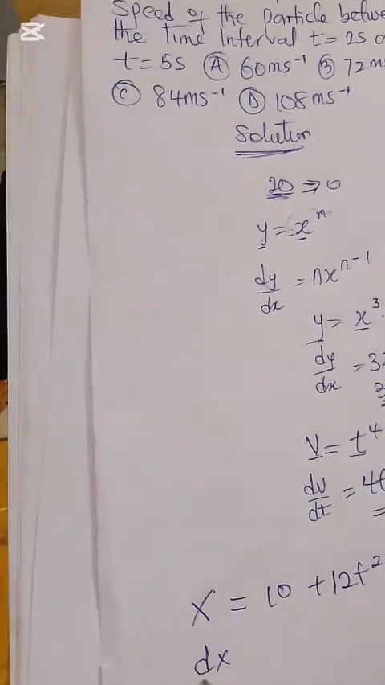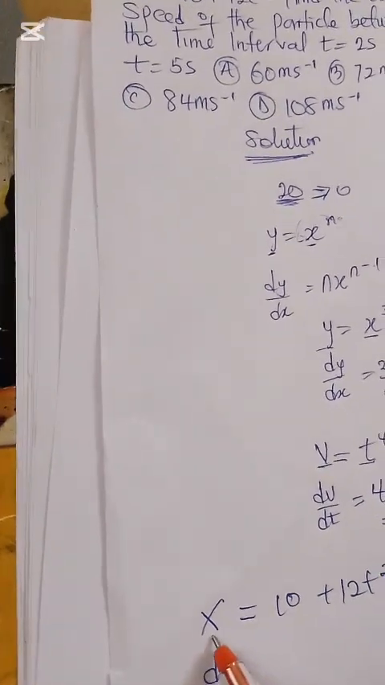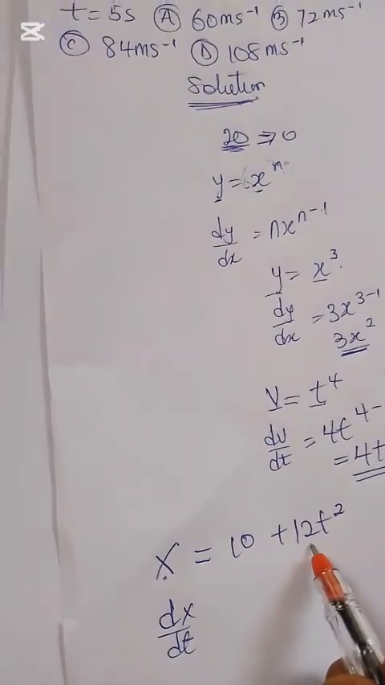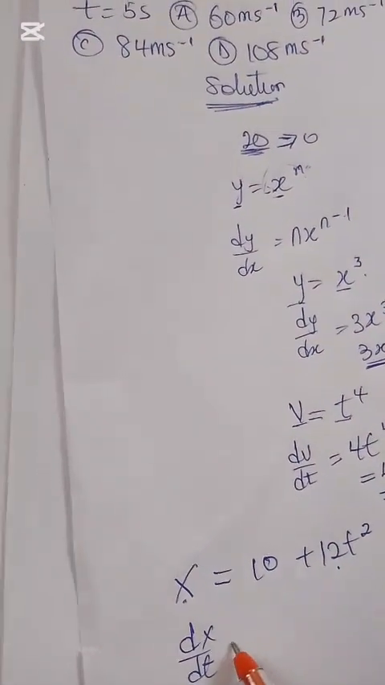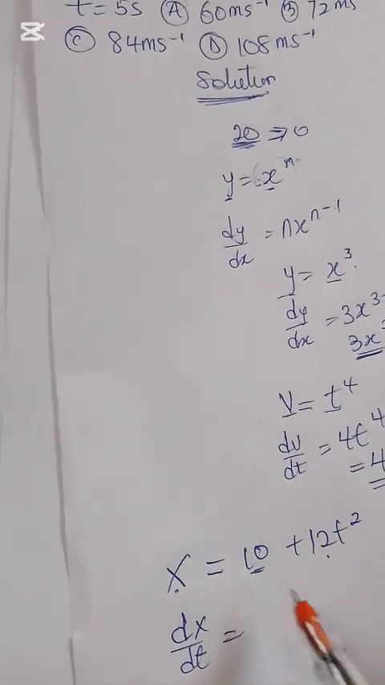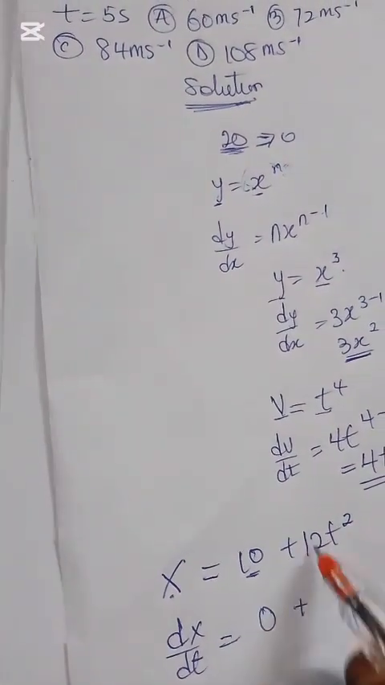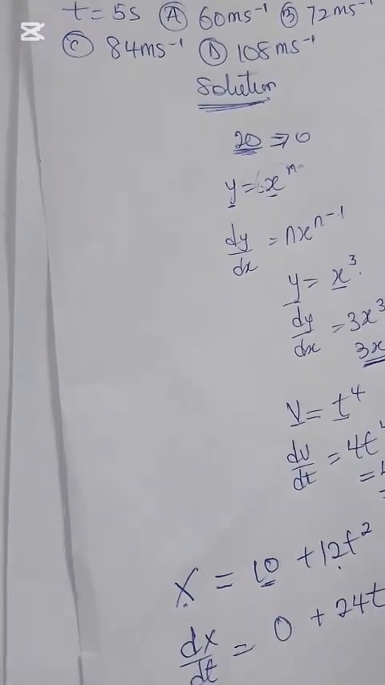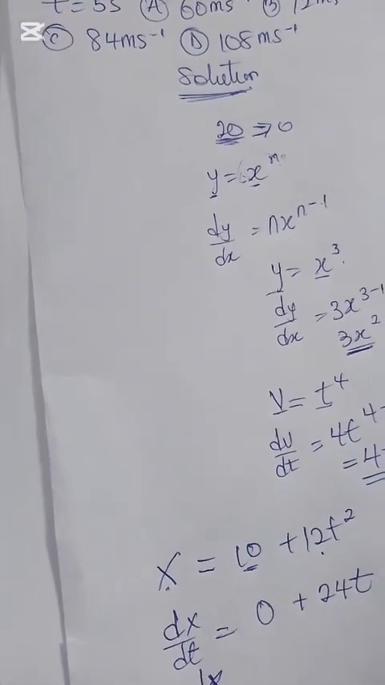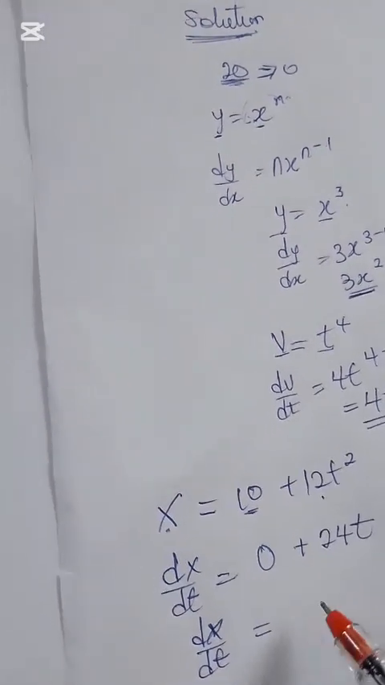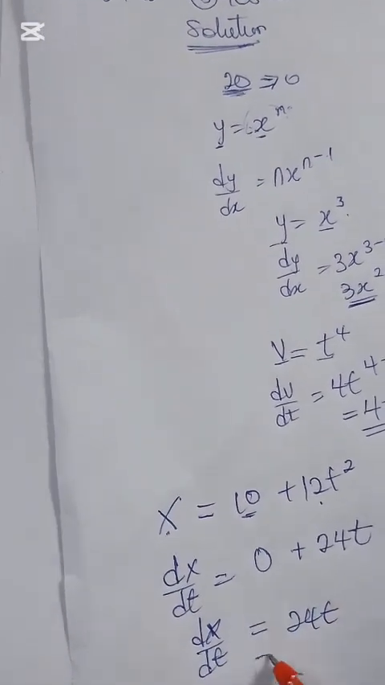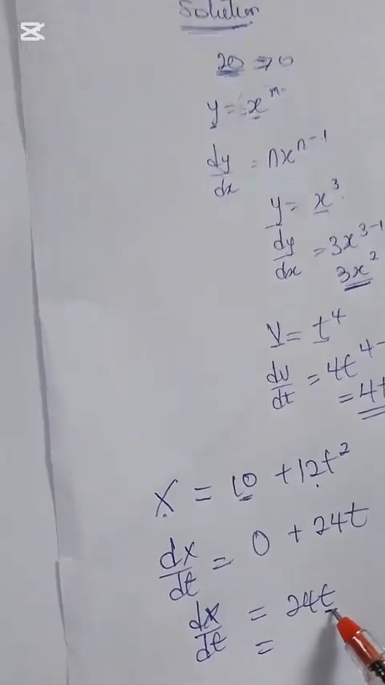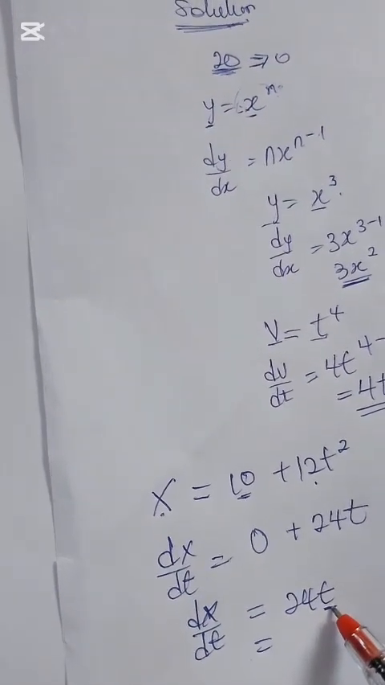So dx over dt. If I differentiate distance with respect to time, it is going to give me speed. That is what it is. So remember this is a constant, it becomes automatically 0, plus this will come here to give you 24t. So dx over dt is now 24t. Remember they said the time interval is 5 seconds and 2 seconds, so I substitute t with 5 and also with 2.